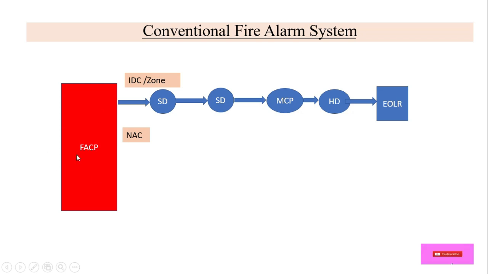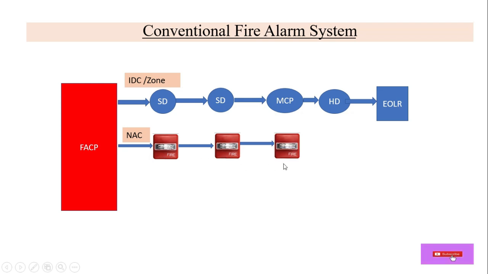Now after detection, it has to send some signal to notify the alarm. So here we have a notification alarm circuit. It is also two wired. From here a 24 volt DC supply travels through this circuit, and it will give power to this strobe or hooter.